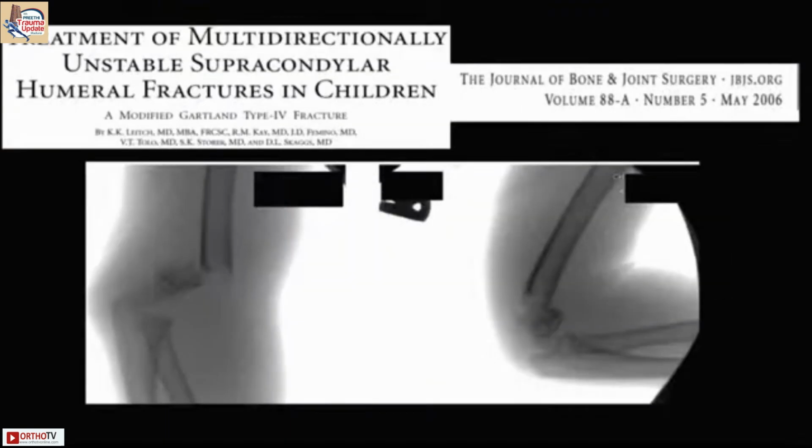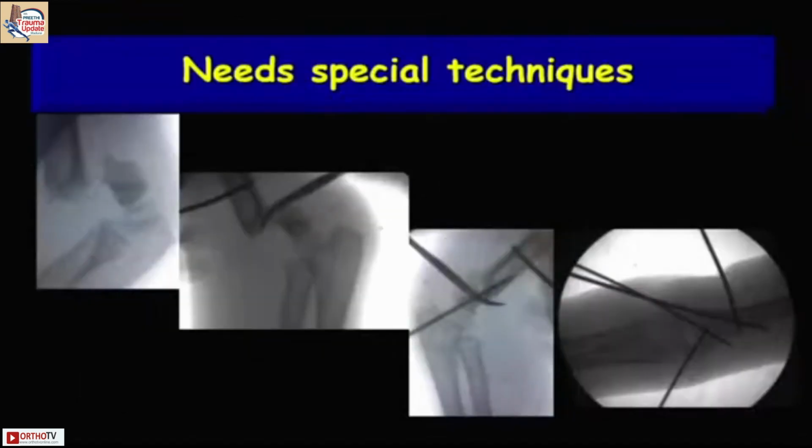So what is type 4? So type 4 is a multi-directionally unstable fracture. When you flex the elbow, it will look like flexion fracture. When you extend the elbow, it will get converted to an extension type fracture. They need special techniques which they will discuss in the next lecture.